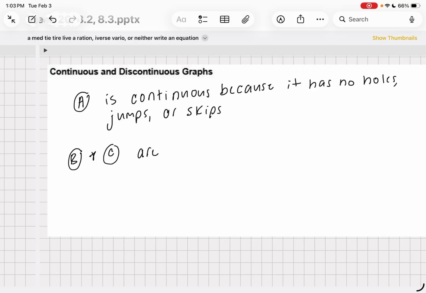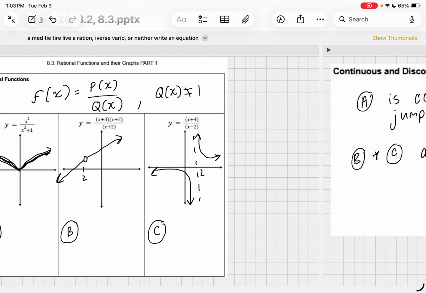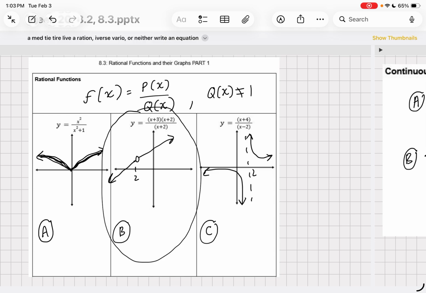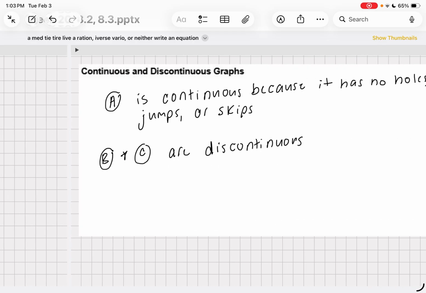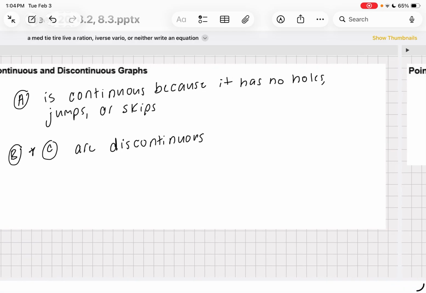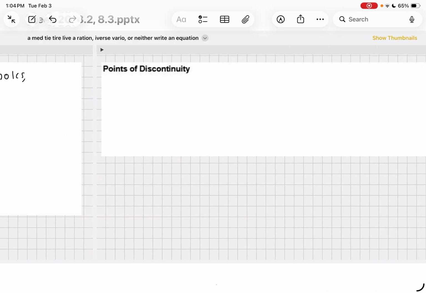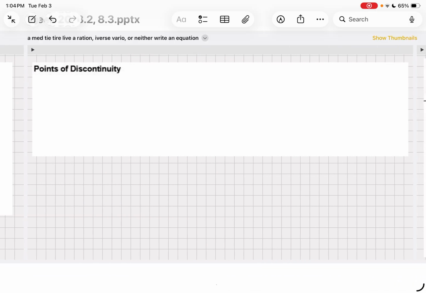Graphs B and C are the other type. They are discontinuous. I can easily see why, because if I look at graph B, there's a hole. It skips over 2. And the last one has an asymptote, which is a skip. So these are just the opposite of continuous. Now we're going to talk about points of discontinuity. That second graph had a hole at 2, and that's called a point of discontinuity.